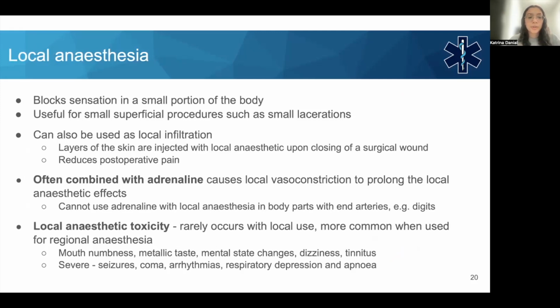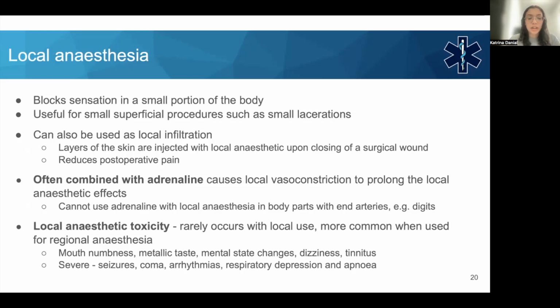Okay, so the ones that are injected into the skin are often combined with adrenaline. The reason for that is that the adrenaline can cause some vasoconstriction around the area that they're applying it to, to keep the anesthetic there for a longer period of time and prolong its effect. The caveat here is that you can't use the adrenaline combination in body parts that have end arteries. So the finger, for example, or the penis.